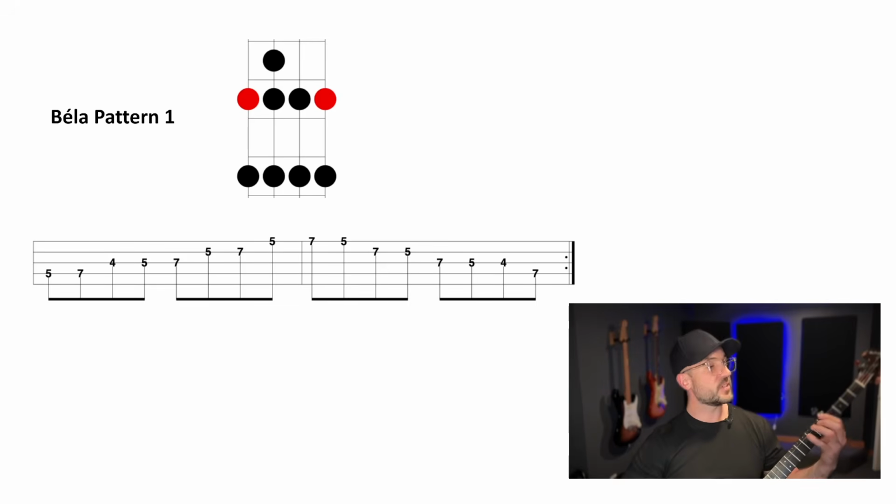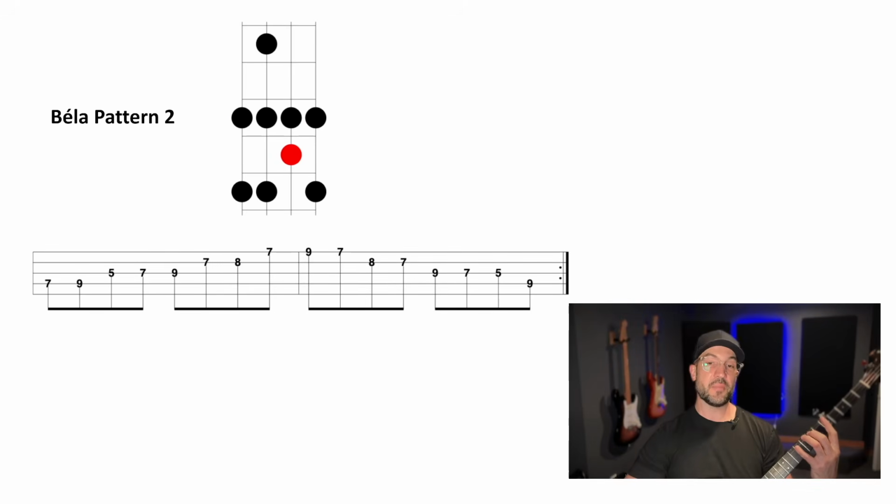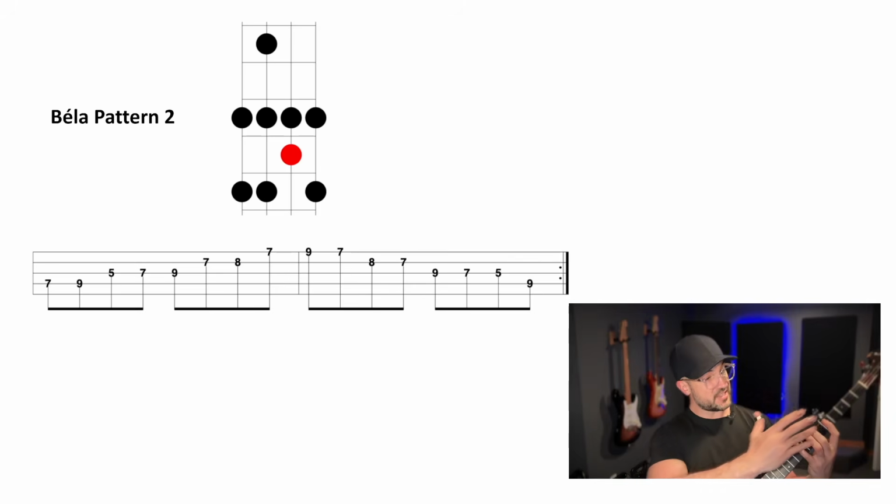If I look at Béla Fleck's pattern 1, it almost looks exactly like my pattern 1, except I don't play that F sharp. And again, I have that 2-3-2-2 pattern. So 5-7-4, 5-7, 5-7, 5. So that's his pattern 1. Now I look at his pattern 2. I have a big stretch there from 7 to 9 and then back to C5 on the next string down. So that's a different perspective.